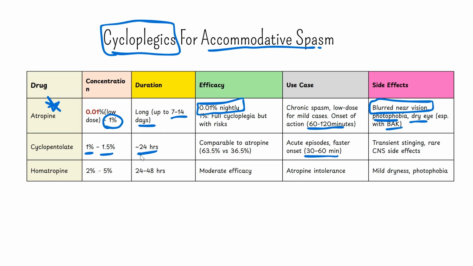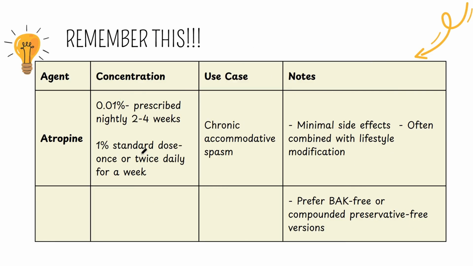Now, homatropine, if you see, it's available as 2% to 5%. It's pretty similar to atropine, and it is of moderate efficacy when you compare it to atropine and cyclopentolate. It can be used in those cases where there's some sort of atropine intolerance. It does cause dryness, it does cause photophobia, however, they are of milder degree. Alright, so what you have to remember is you have to remember about atropine.